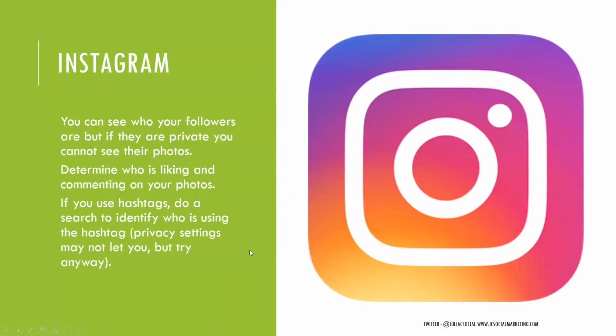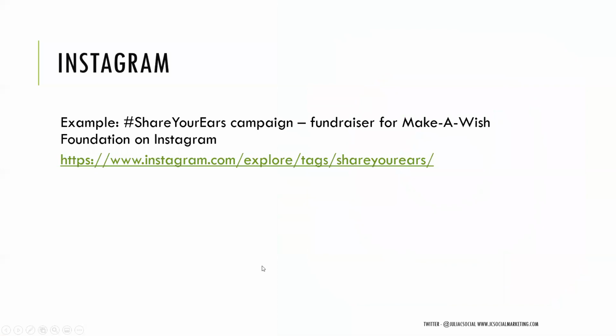On Instagram, the same kind of rules apply as on Facebook. You might not be able to see their personal profiles, but if they're using your hashtags, if they are commenting and liking your posts, you will be able to see their handle and their name. So it might just be something where you have to go through manually and see who are your most engaged followers on Instagram and then add them to your list.